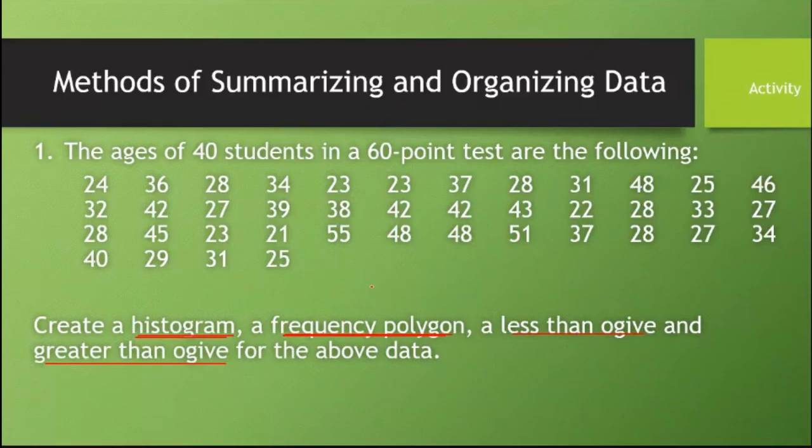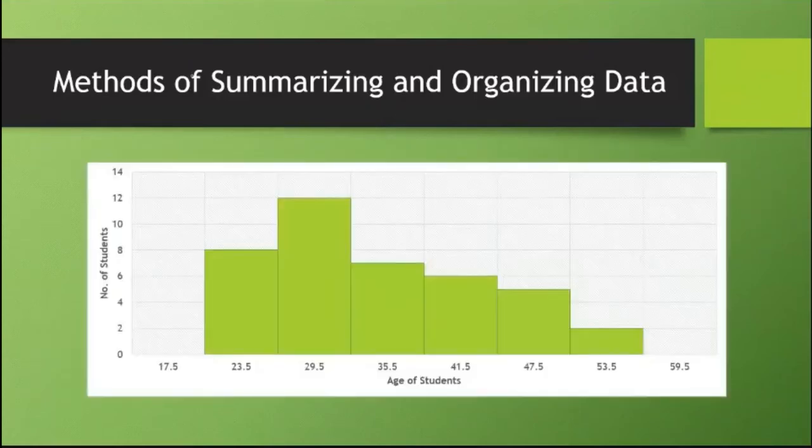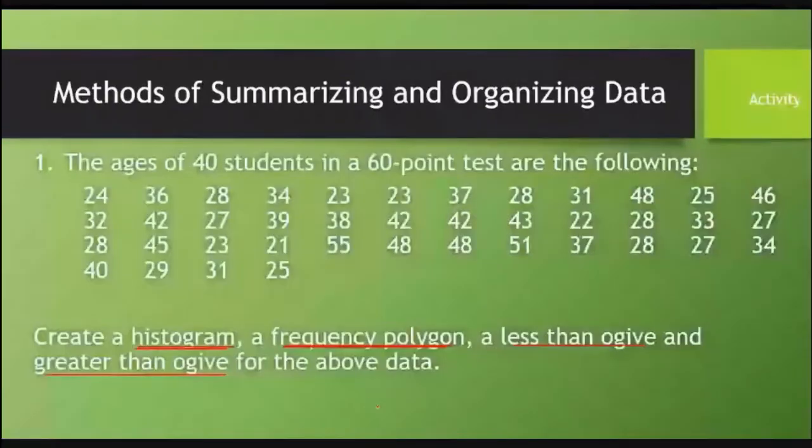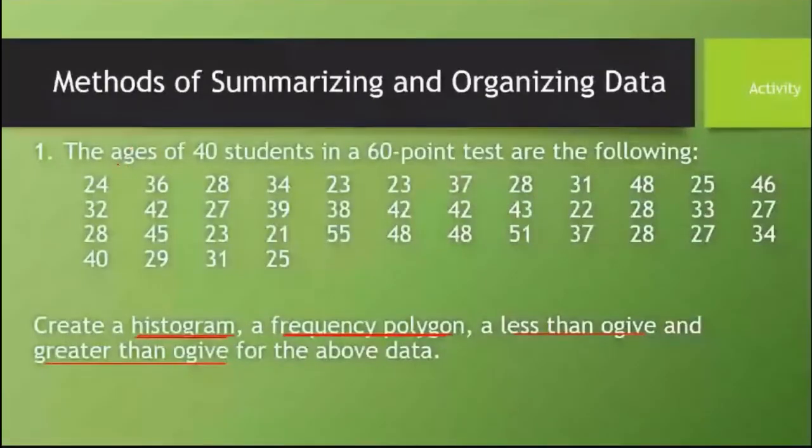So you have here your histogram. So these are the ages of 40 students who are taking a 60-point test. Meaning there is a certain test the students took, which is worth 60 points. But actually the data are the ages of the students.